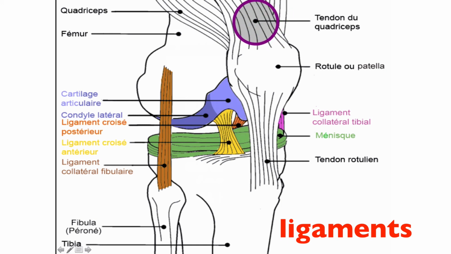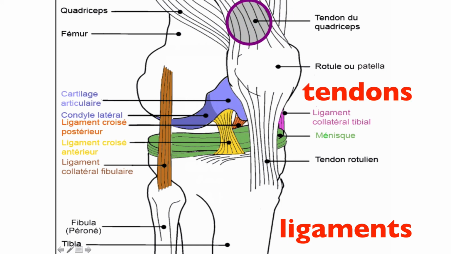And we also have tendons. This is called the quadriceps tendon because it binds the quadriceps muscle to the patella, which is a small bone of the knee. Tendons attach muscle to bone, whereas ligaments attach bone to bone.